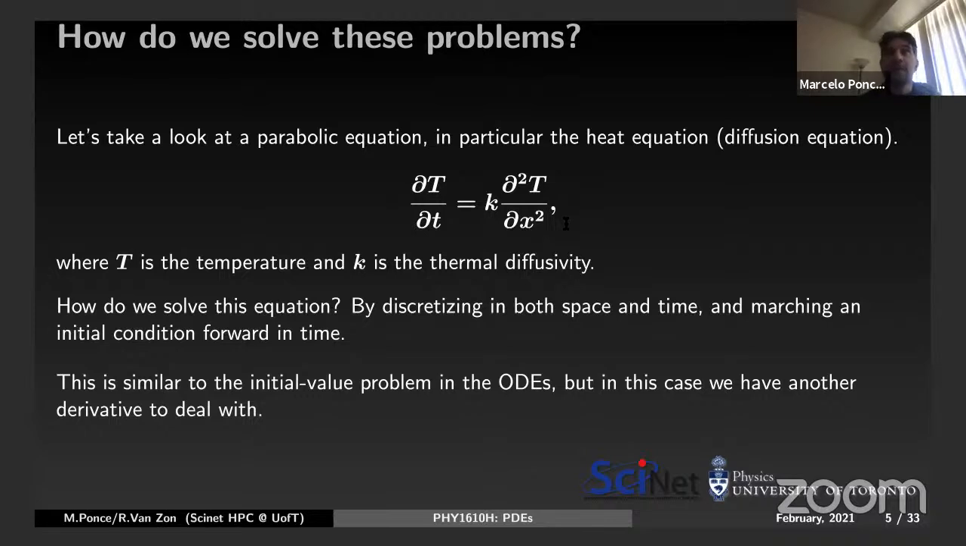Well, in numerics, at least, one of the simplest ways is to discretize both the left and right-hand side, meaning the space and time dependencies of the equation, and then just evolve forward in time the initial conditions that we have. This is not different at all from the initial value problem that we have for the ordinary differential equations. The only difference, if you wish, is that we have an additional derivative to deal with, an additional independent variable. So we have x and t in this case.